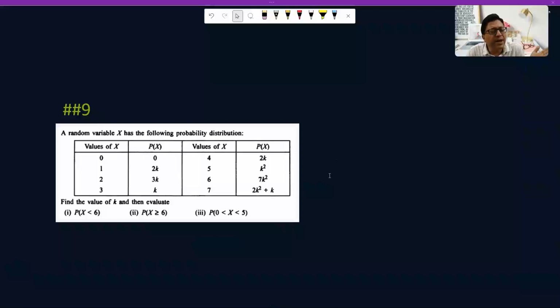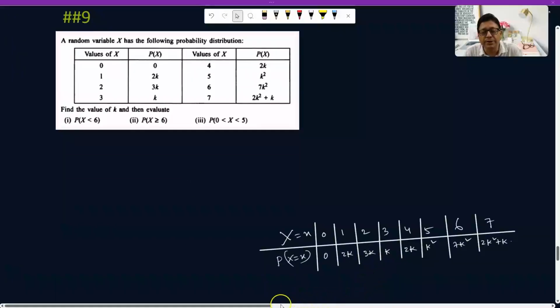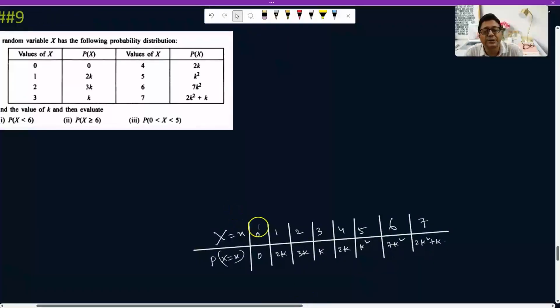This kind of problem may arise where values of x are given in tabular form, P(x) also given. Then you have to find the value of k and probability in the respective cases. You may be a bit confused. Let me take the table this way, horizontally. If you draw it, it's going to be like this. For 0, the probability is 0. For 1, k. For 2, 2k. For 3, 2k. Then for 4, 3k. For 5, k square. For 6, 2k square. For 7, 7k square plus k.